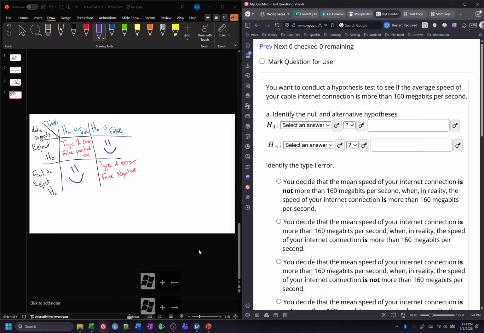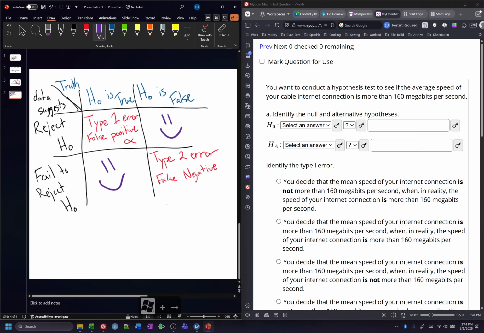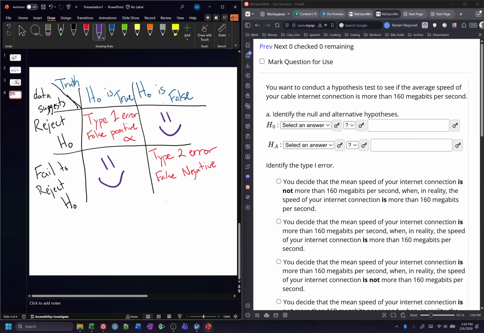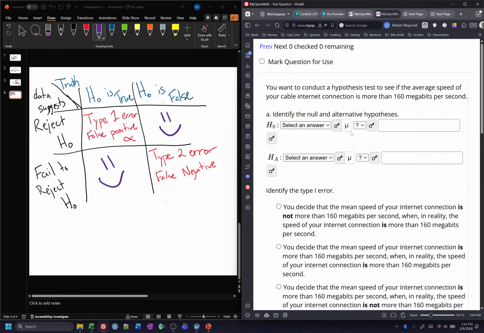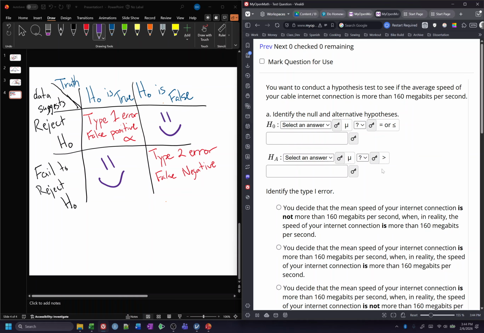Okay, now that we have this little table going, let's look at a scenario and see if we can apply these principles to an actual problem. It says you want to conduct a hypothesis test to see if the average speed of your cable internet connection is more than 160 megabits per second. For our parameter, the true mean is what we are testing, greater than 160. Notice how the null hypothesis and the alternative hypothesis are both mu's and they both have 160s. We are testing greater than because we want to see if the connection is more than 160.